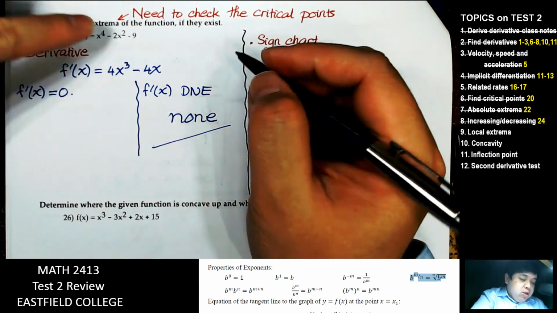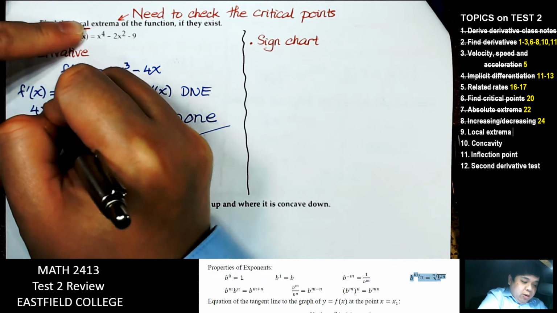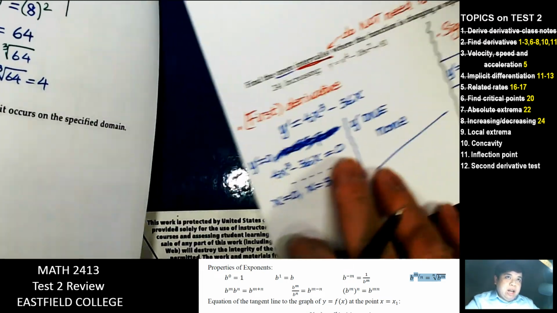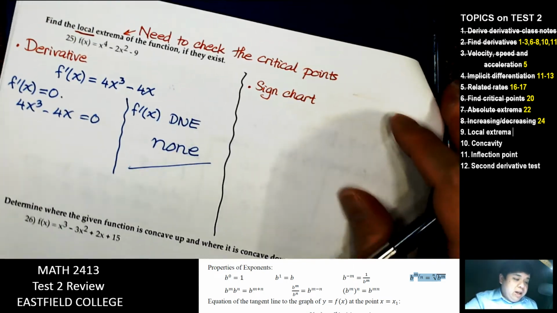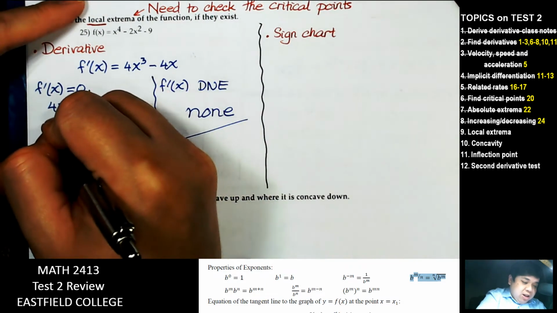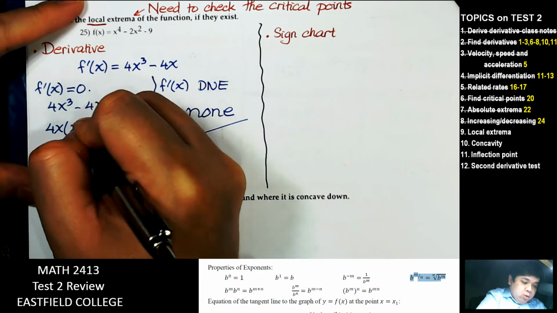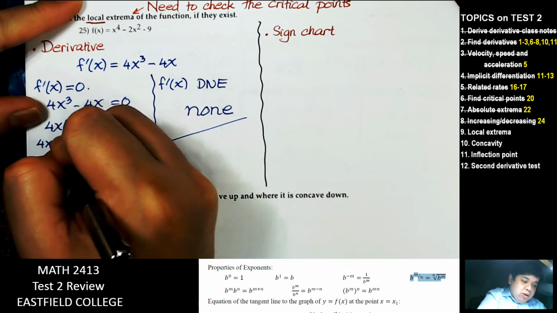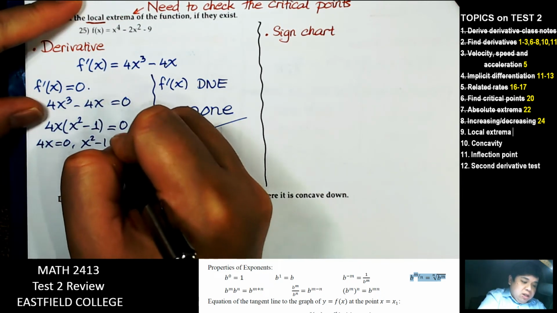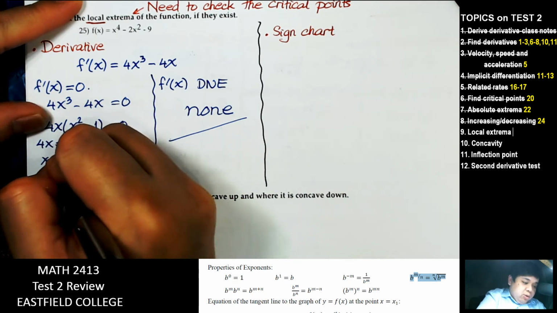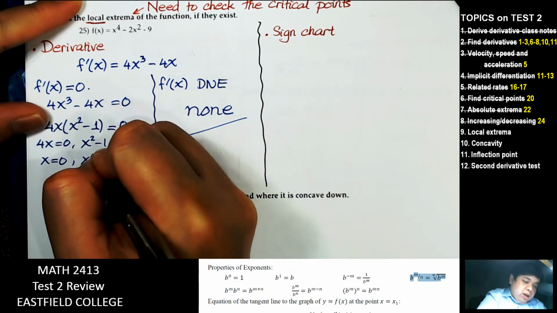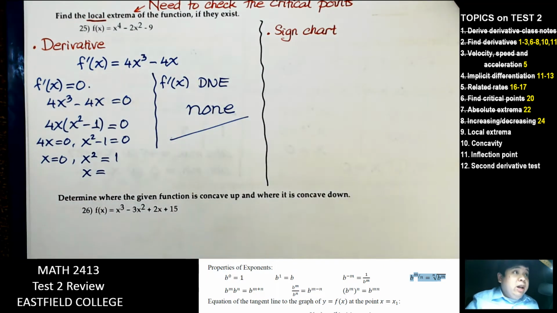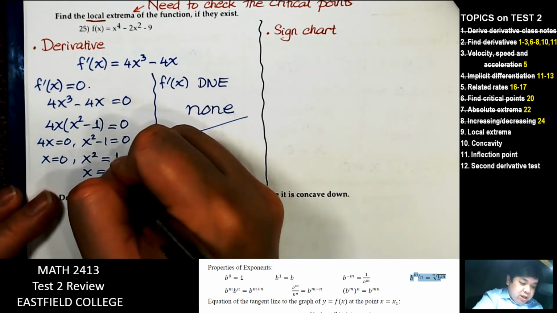However, this one, 4x cubed minus 4x equal to 0. In a sense, it is very similar to the last problem we did. But this time we do it by hand. It's very simple. We can factor out 4x, and then we have x squared minus 1. Which means 4x must be 0, or x squared minus 1 must be 0. So we have x equal to 0. x squared equal to 1, so x equal to, get rid of the square root, there must be a plus or minus.